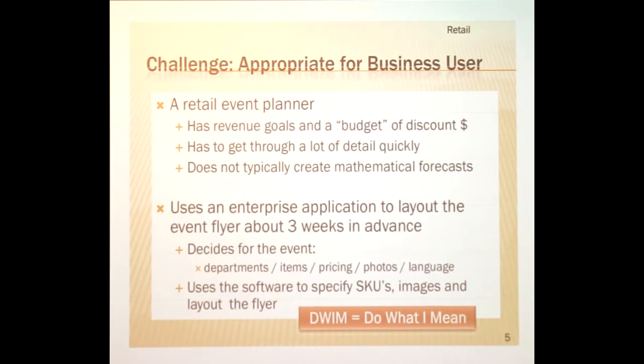They use the enterprise application to lay out the event flyer about 3 weeks in advance, as I mentioned. They're looking at a retail hierarchy: department, sub-department, category, subcategory, and then the particular SKU, which are the different levels of granularity. The software would be working more at the SKU level or the subcategory level. And a general intention is to try and build in DWIM, do what I mean, so the software functions as you'd like it to, and you don't have to worry about it.